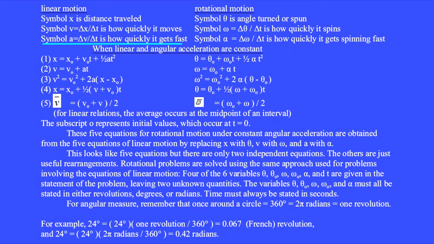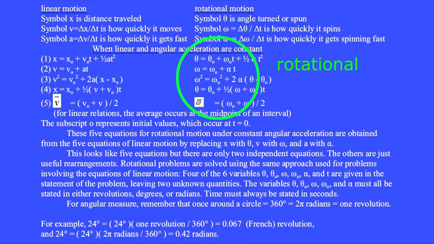Linear acceleration a equals delta v over delta t represents how quickly an object gets fast. This is relabeled as angular acceleration alpha equals delta omega over delta t, which shows how quickly it gets to be spinning fast. In calculus notation, these are a equals dv/dt and alpha equals d omega/dt.